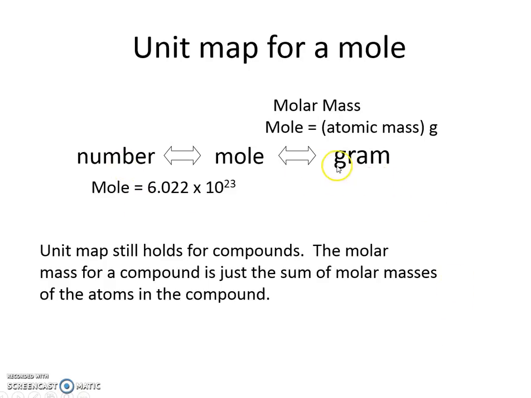This unit map holds true for molecules and for atoms. It's the same unit map. So if I were to give you a number of molecules, you can convert that to mole and then go to gram using the same thing, that 6.022 times 10 to the 23 molecules are in a mole. And then the molar mass you get from summing the atomic masses of all the atoms in that molecule.